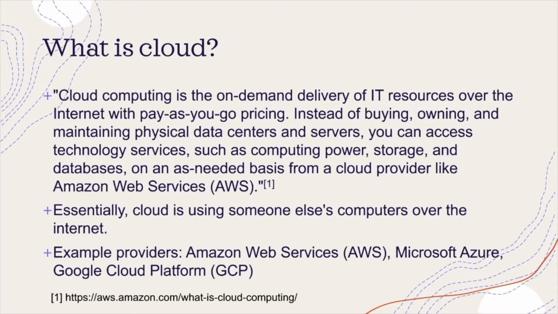So let's start off with what is cloud. Amazon Web Services defines cloud as the on-demand delivery of IT resources over the internet with pay-as-you-go pricing. Instead of buying, owning, and maintaining physical data centers and servers, you can access technology services such as computing power, storage, and databases on an as-needed basis from a cloud provider like AWS. Essentially, what this means is that the cloud is just using someone else's computer over the internet. Some example cloud providers are Amazon Web Services, also known as AWS, Microsoft Azure, and Google Cloud Platform, also known as GCP.